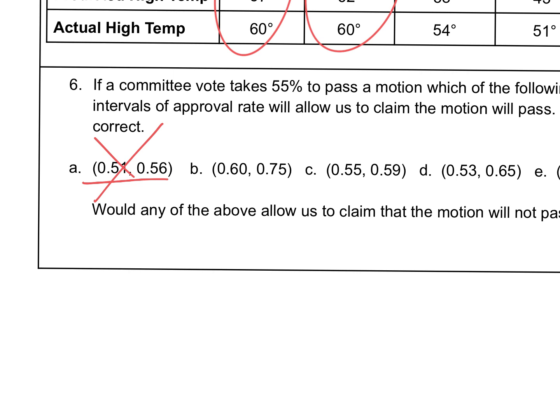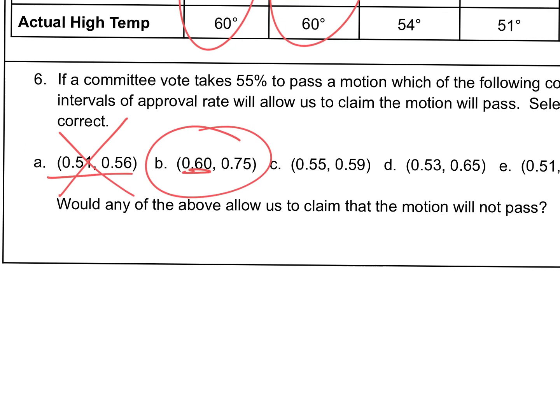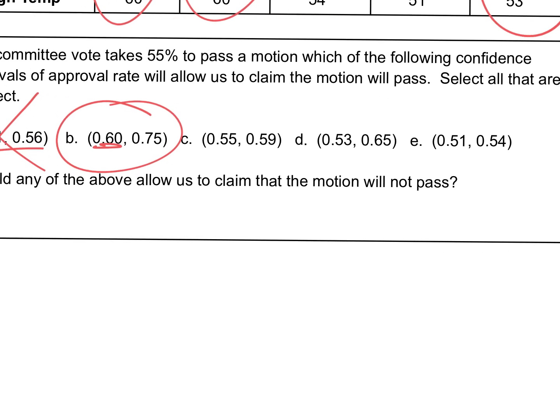What about B? Could I say with 100% certainty if that's my confidence interval that this motion would pass? Why? Yeah, even my lowest bound is over that 55%, so this would work, okay? Go look at the last 3. Cross them off or circle them if they're going to work or not.